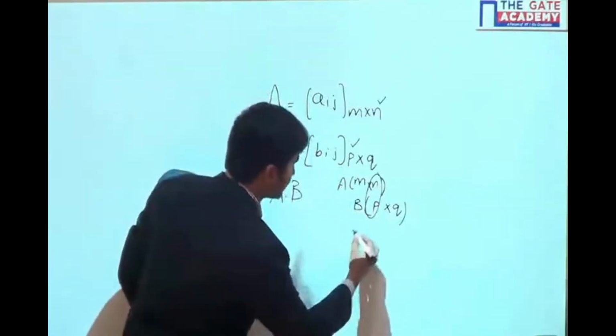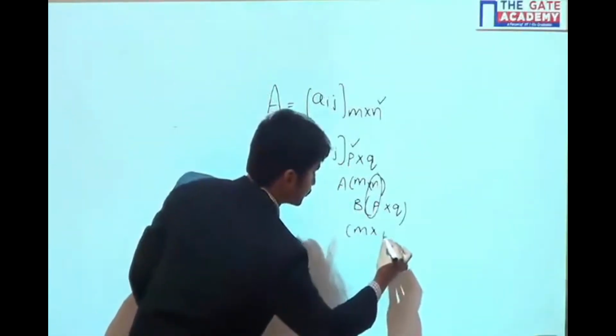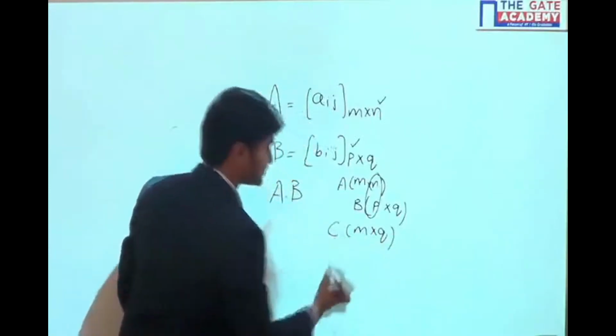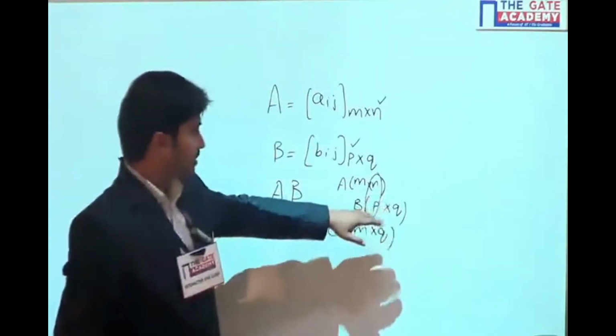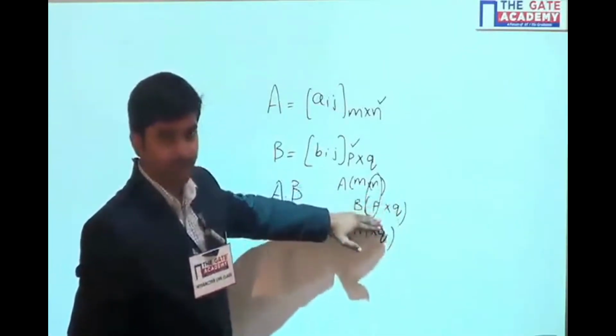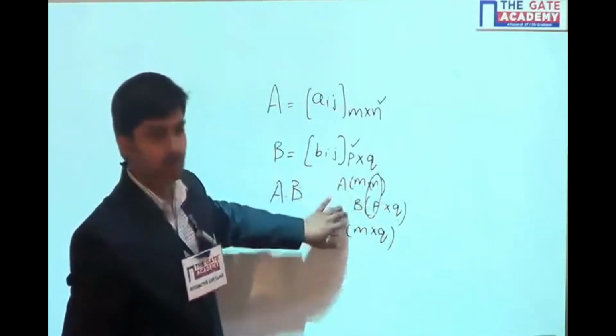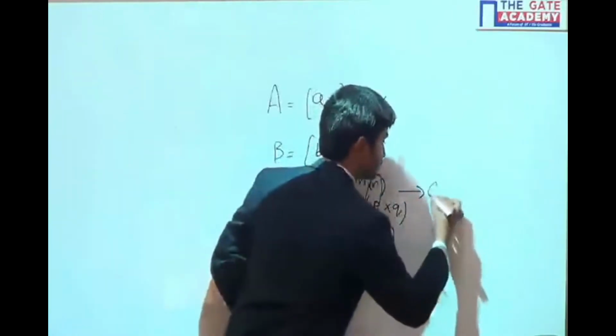It will result in a matrix of size m cross q. Let that matrix be C. So if the value of n is equal to the value of p, such A and B are known as conformable matrices.